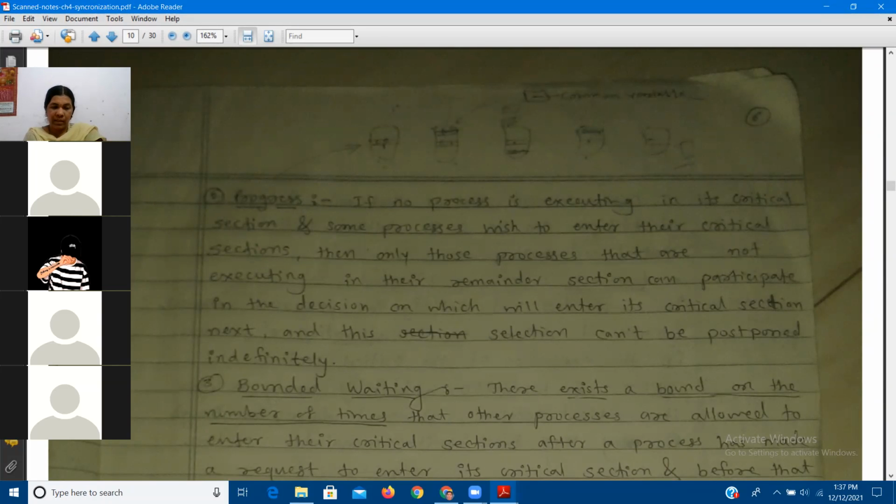Yes, ma'am. I will take the same example again. So as I said, 10 students are there, roll number 1 to 10, they are waiting for the printer.